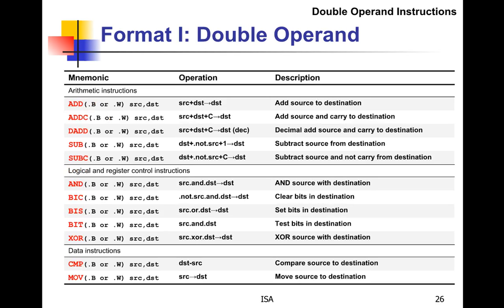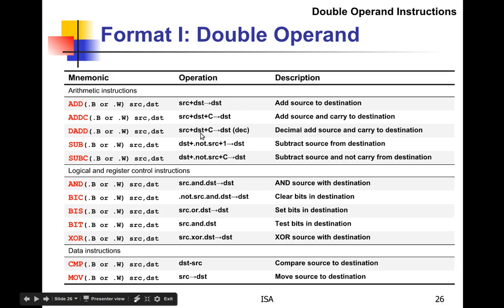So let's look at format 1, the double operand, and see what instructions use this and what those instructions do. So we have add. Basically it adds the source, whatever's in the source register, plus the destination, and it puts that in the destination. And then we have add with carry, and it basically does the same, except it adds the carry on as well. Then we have DADD, decimal add with carry, and this does a decimal add and carry to the destination.